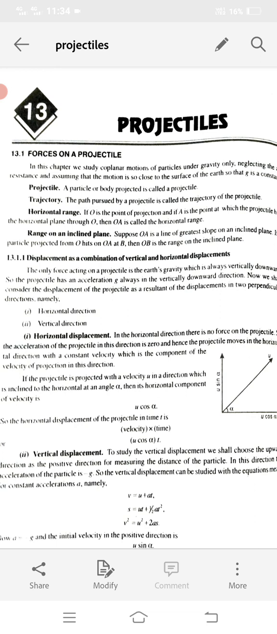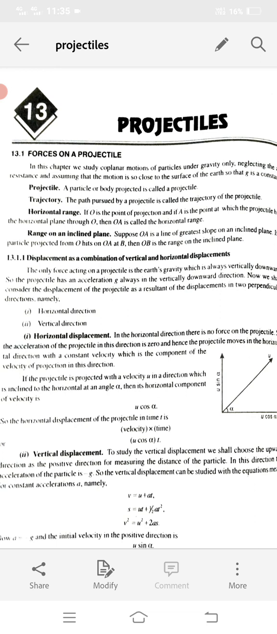Similarly, the vertical displacement is also considered. For the vertical displacement, the acceleration due to gravity is downwards. So instead of A, we have to put minus g in Newton's formula. And the initial velocity in the positive direction is u sin alpha.